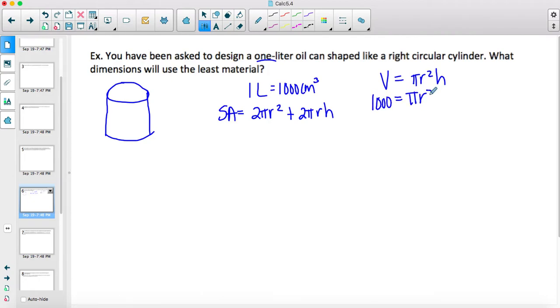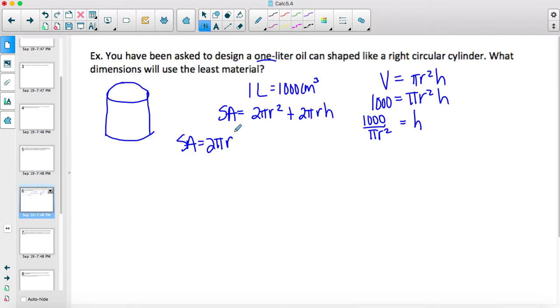So we need to solve for one of these variables, either r or h. Personally, I think h is going to be easier. So the height is equal to 1,000 over pi r squared. Everybody okay on that? Okay, so now I can substitute this value into my surface area, and fortunately I only have one variable.